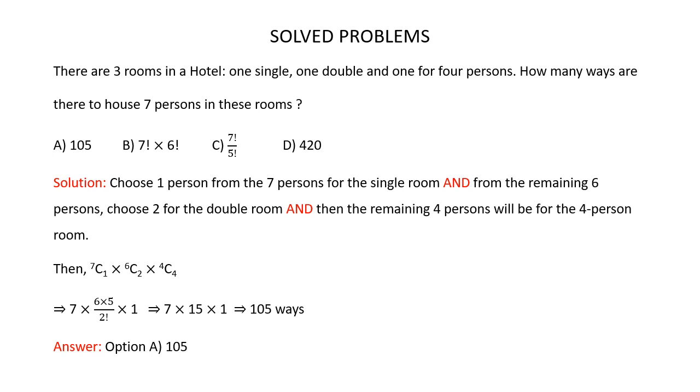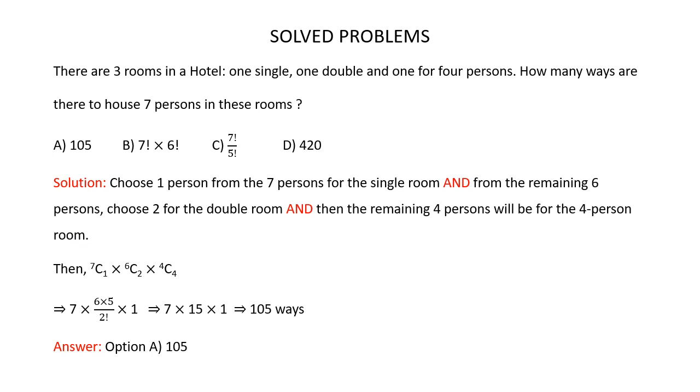So it's given that there are total of 7 persons and there are 3 rooms in a hotel, one single, one double and one for 4 persons. So now choose one person from the 7 persons for the single room and from the remaining 6 persons choose 2 for the double room and then the remaining 4 persons will be for the 4 persons room.